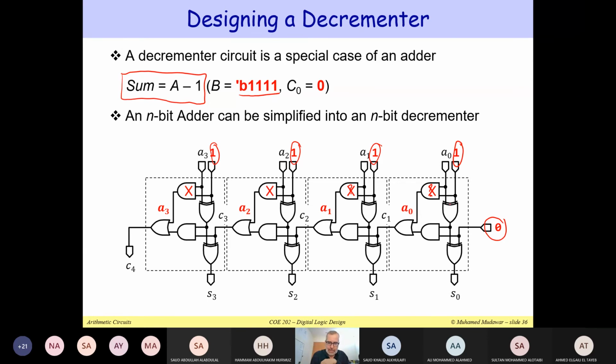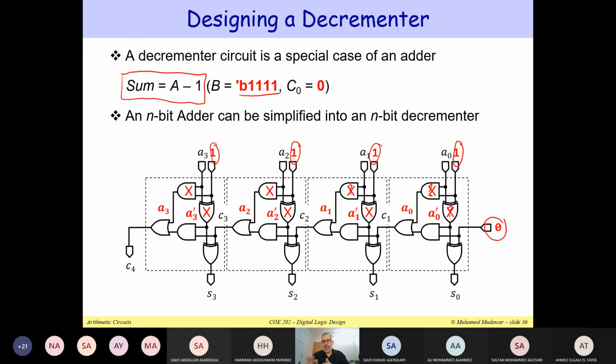Now, how about this XOR gate? This one here. A0 prime, exactly. In fact, I don't need all of these XOR gates because I already know that their outputs are inverted, so I can replace them with inverters. Of course, the cost of an inverter is much less than the cost of an XOR gate. So we can simplify the logic.